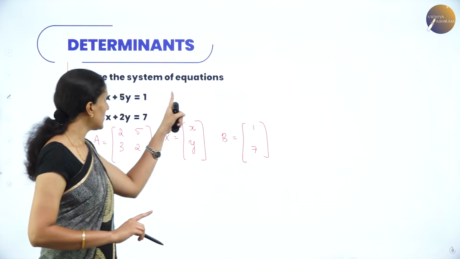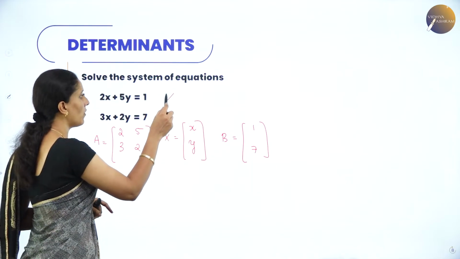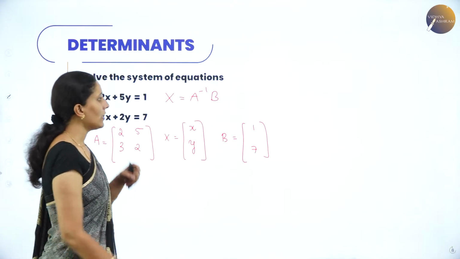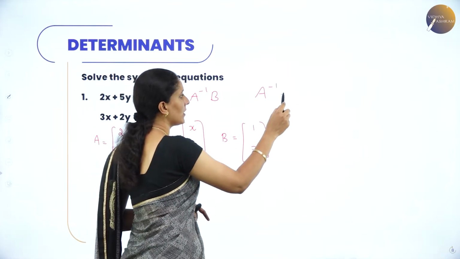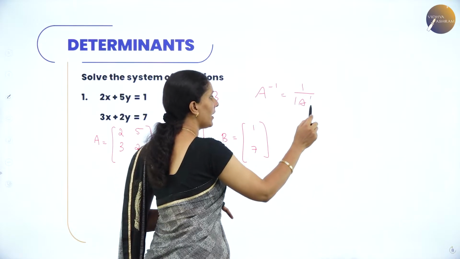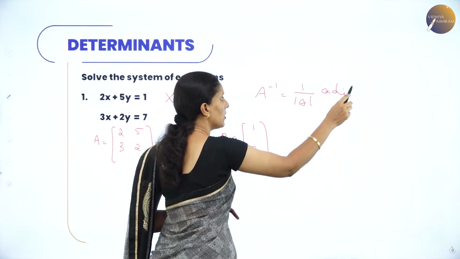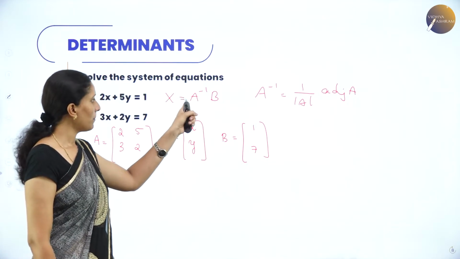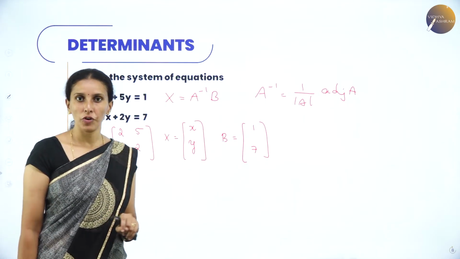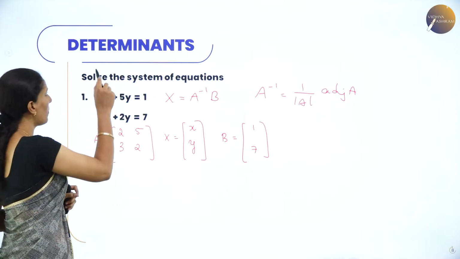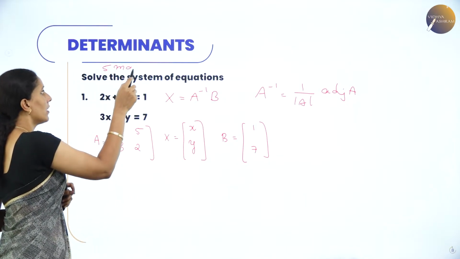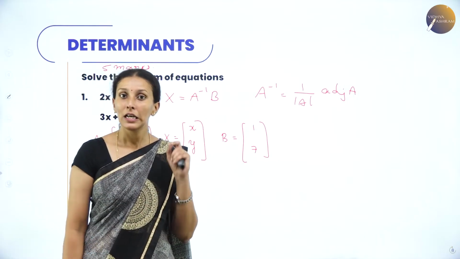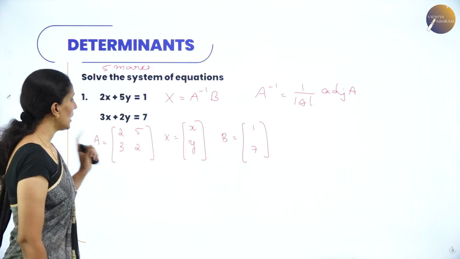To solve this system of equations, we use the formula X is equal to A inverse B. And A inverse is nothing but 1 over determinant A into adjoint A. Hence, we have to find determinant A and adjoint A, then multiply the product to find the unknown values of x and y. So, this is a very important question for 5 marks, and one question of the matrix method will compulsorily be in your question paper. So, look at the method now.